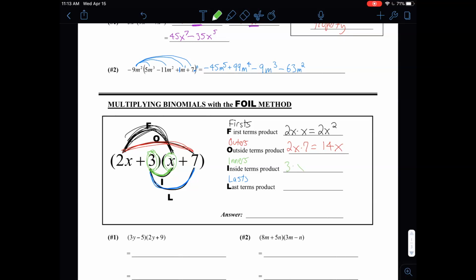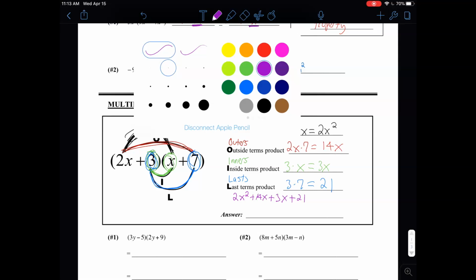Okay, so we're doing 3 times x, which equals 3x. And now we're doing last, which is these are the last in the last position here. So we got 3 times 7, which equals 21. And now we got to combine like terms here. So we have 2x squared plus 14x plus 3x plus 21.